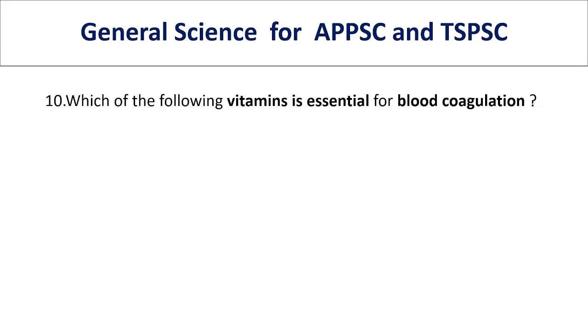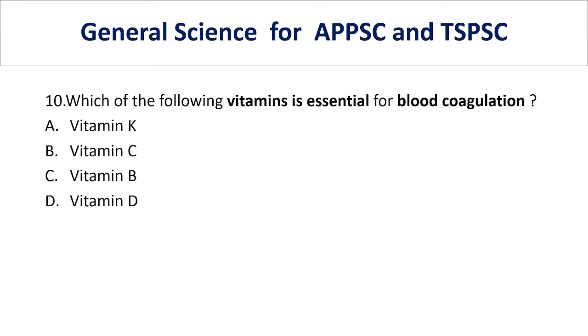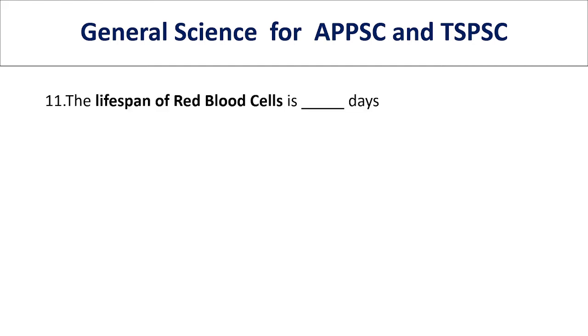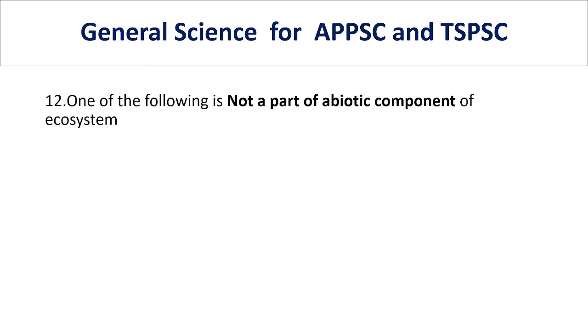Which of the following vitamins is essential for blood coagulation? And the options are vitamin K, vitamin C, vitamin B and vitamin D. Which vitamin is essential for blood coagulation? And the answer is vitamin K. The lifespan of RBC, that is red blood cells, is dash days, and the options are 120 days, 90 days, 150 days, 60 days, and the answer is 120 days. The lifespan of RBC is 120 days.